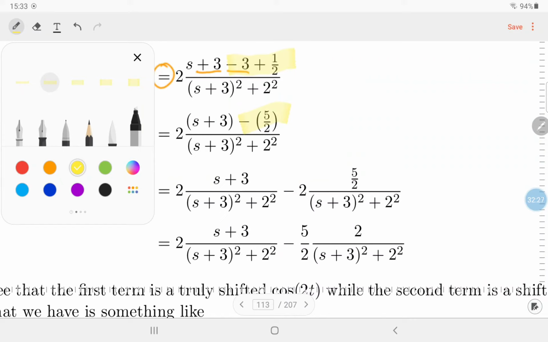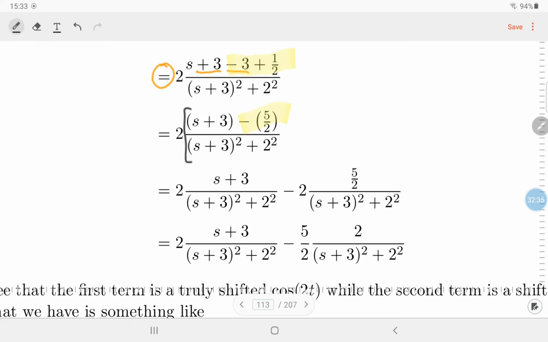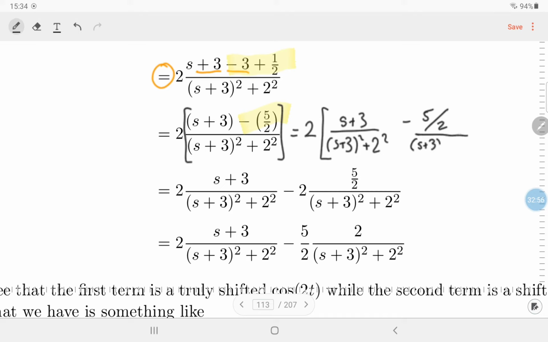But notice that the 2, I'm not saying this is easy, notice that the 2 is actually multiplying both of them. So what I'm saying is here there's possibly a missing line. 2, s plus 3 over s plus 3 squared plus 2 squared, minus 5 over 2, s plus 3 squared plus 2 squared, and now you can multiply in that 2 and you get the next line.